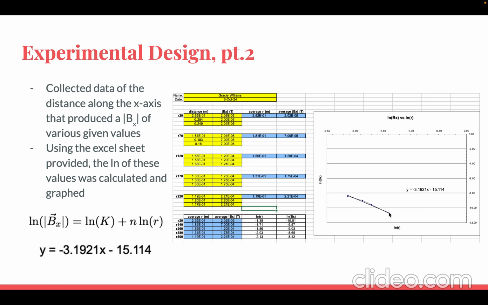and then graphs them. And the reason that we're taking the natural log is because when you do that and you plug it in, it gives you this equation, which is very similar to a linear equation. And using the linear equation, we can infer that n is going to be the slope, and then the natural log of k is the y-intercept.